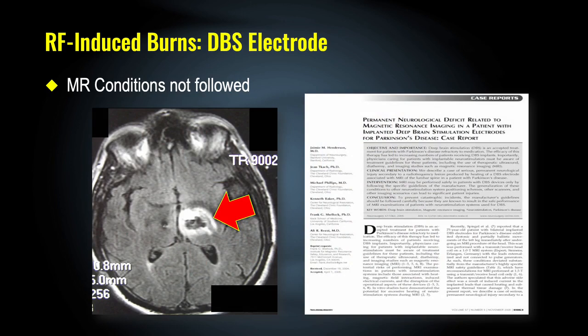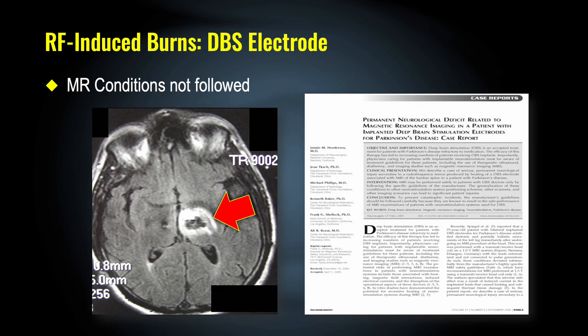2 RF-induced conductive material-related burns have occurred in patients with deep brain stimulation systems in association with MRI. These patients had MRI exams performed using conditions that deviated from the MR conditional labeling for this neuromodulation device. In both cases, the patients were scanned at 1 Tesla, 42 MHz, instead of 1.5 Tesla, 64 MHz, and there were other aspects of the labeling that were not adhered to.